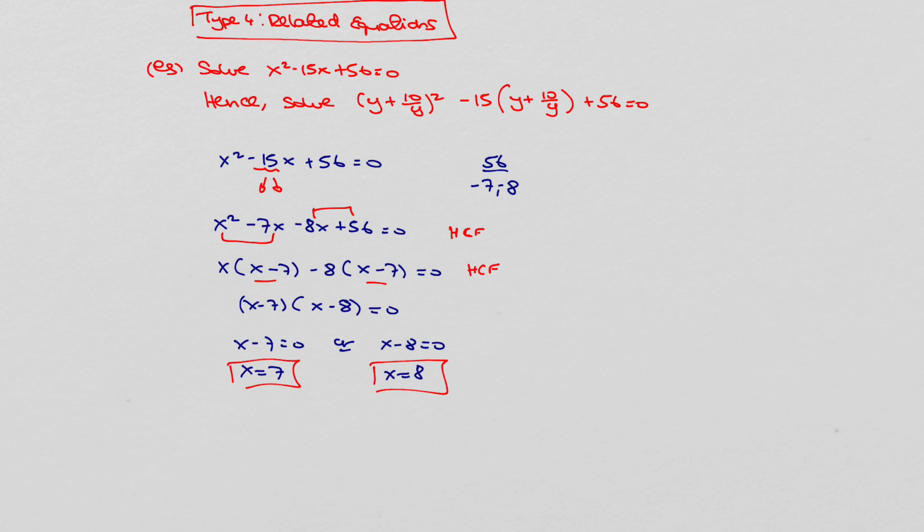So the next part says hence, right? So it doesn't say hence or otherwise. Hence means we have to use what we have just solved. So what have we just solved? Well, we've just solved for x. Now, if we look closely at the second quadratic there, what you'll notice is that it's something squared minus 15 times something plus 56. So it's related to the first equation because that is also something squared minus 15 times something plus 56 equals 0.